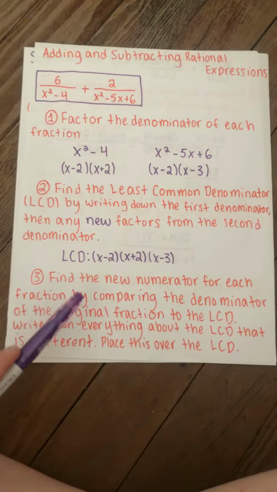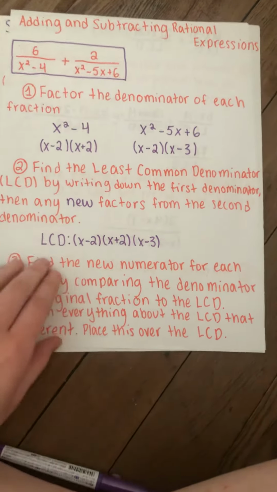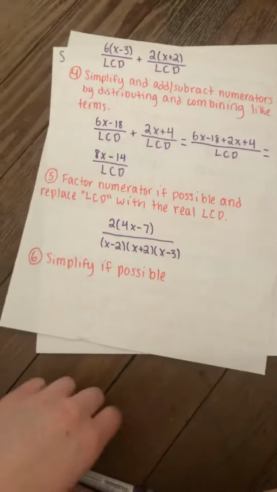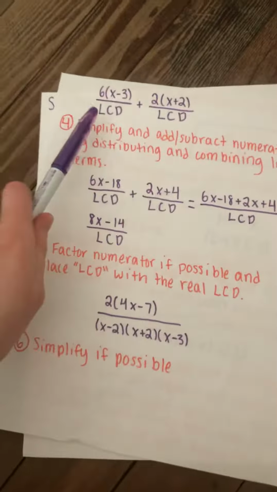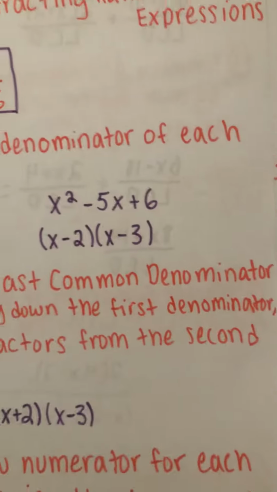Third, we need to find the new numerator for each fraction by comparing the denominator of the original fraction to the LCD. Write down everything about the LCD that is different. Place this over the LCD. Okay. So this is what that looks like. The x minus 3 came from the other fraction, and the x plus 2 over here came from this fraction. And I placed both of those over the LCD.